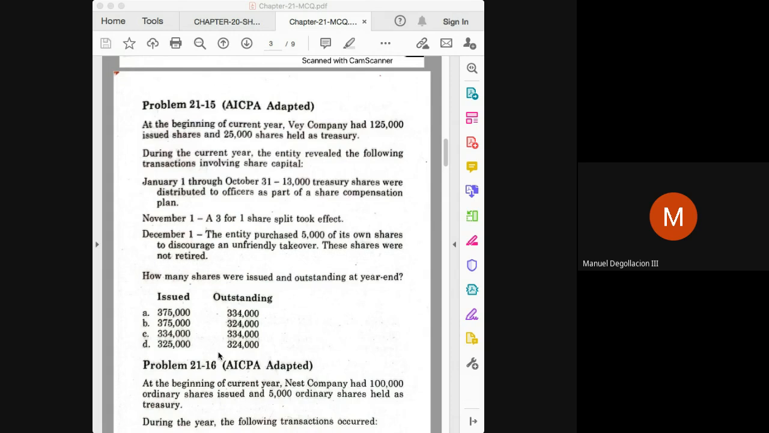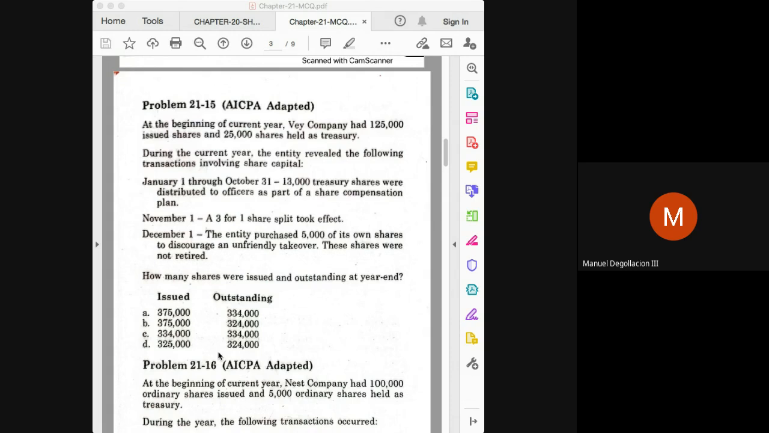So perhaps another thing to remember, class, is that when treasury shares are reissued, they will not result in an increase to your issued shares. Your issued shares will only increase if you issue previously unissued shares. So even with the January through October 31 transaction, our issued shares as of that point will still be 125,000.